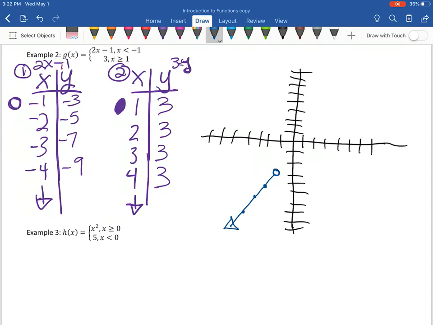Okay, and then for the second piece, I'm going to plot the point 1, 3 with a filled-in circle. And then the points 2, 3, 3, 3, 4, 3 with an arrow going in the other direction. So here's piece number 1 graphed, and here's piece number 2 graphed, and now we're done.